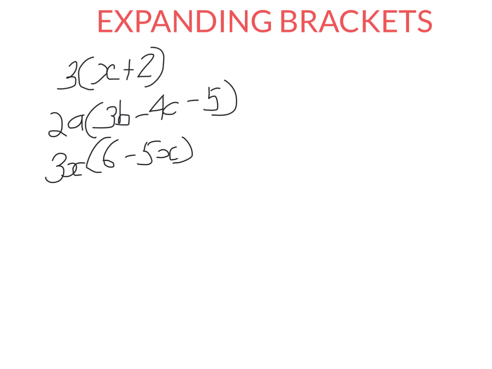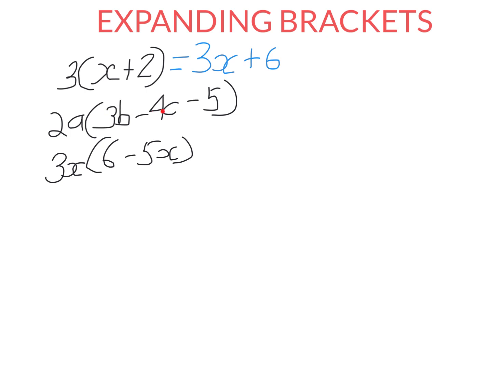Now remember, in algebra, if no operation is written here, it means times. So what we do here is we go 3 times x and then 3 times positive 2. So we've expanded the brackets. Our answer has no brackets. All right, let's look at this second one here.